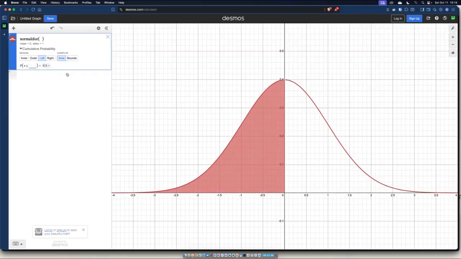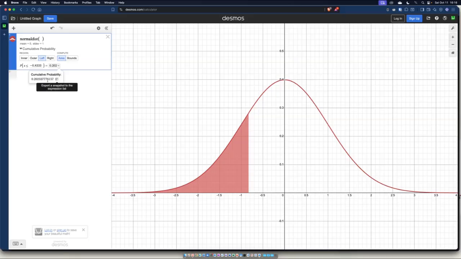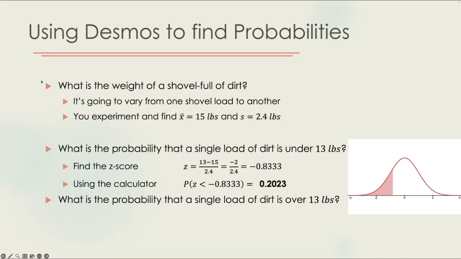All right, and since we have a mean of 0 and a standard deviation of 1, you can see that right here. Oh, didn't mean to put that in, but that's all right. It does the same thing. Mean of 0, standard deviation of 1, that means we're dealing with a z-score. So I just put in the value of my z-score, negative 0.8333. And we get an area of 0.202. Click on the arrow. It will give you a more full probability, 0.2023. And as we have seen in the past, that is exactly the probability we need.